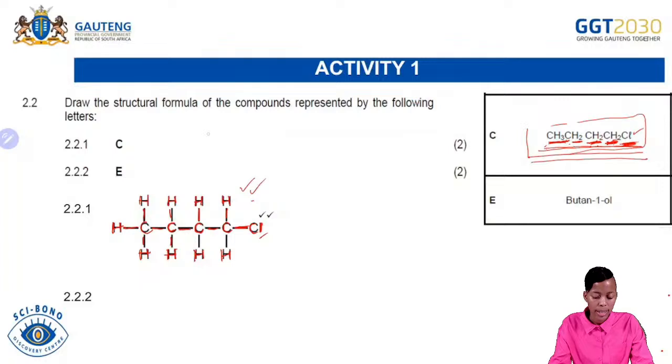Then the next one says you need to draw the structural formula of compound E. So again, we need to identify the homologous series. What is the homologous series of this compound? We see that we have an ol. So if we have an ol, it means that this must be an alcohol.